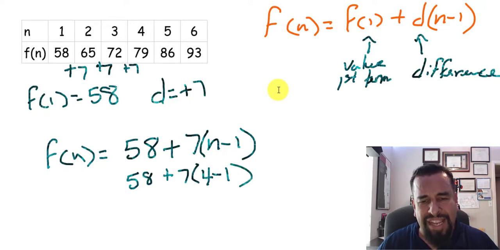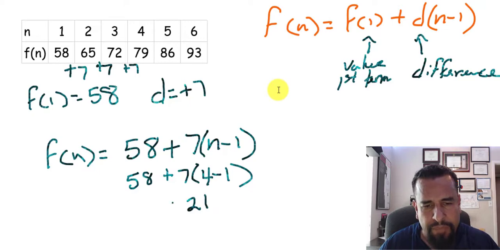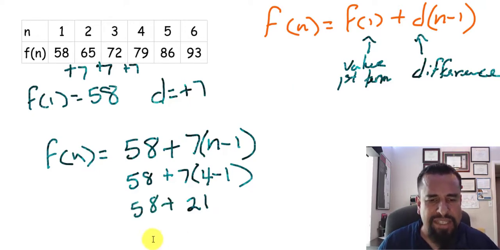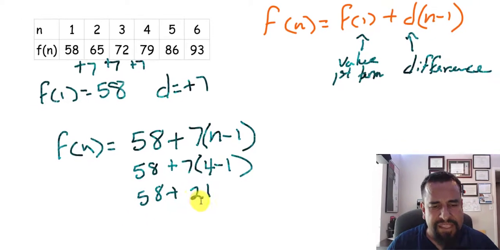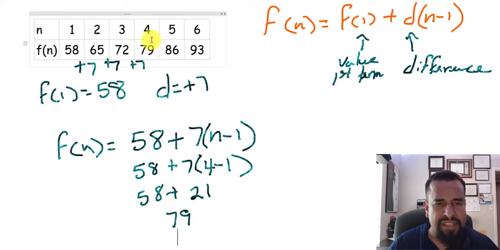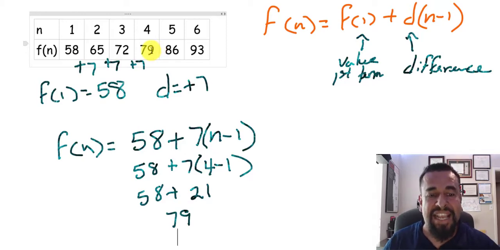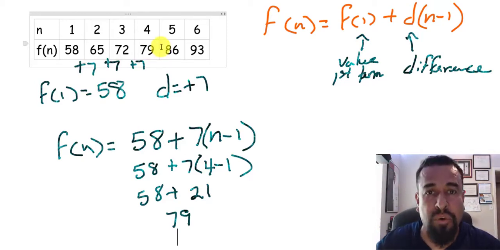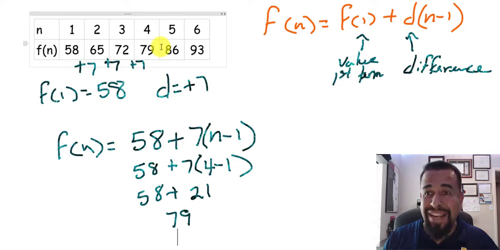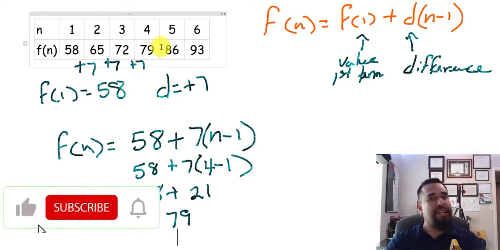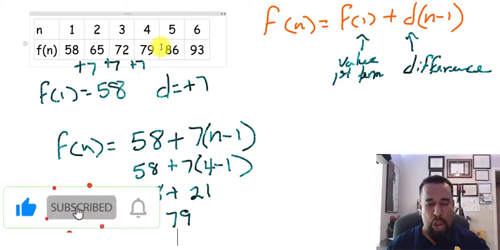So 4 minus 1 is 3, and 7 times 3 is 21. So the question is, what is 58 plus 21? Well, that's 50, that's 70, 78, 79. So this equals 79. And then I ask myself, is this value here, 79, the same as it is up here? It is. Guess what? My explicit rule works. I'm done. Is that easy? Oh my goodness. You're doing some algebra.